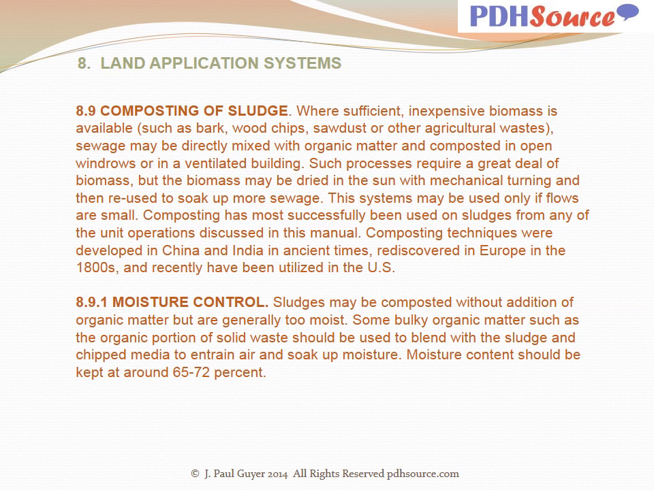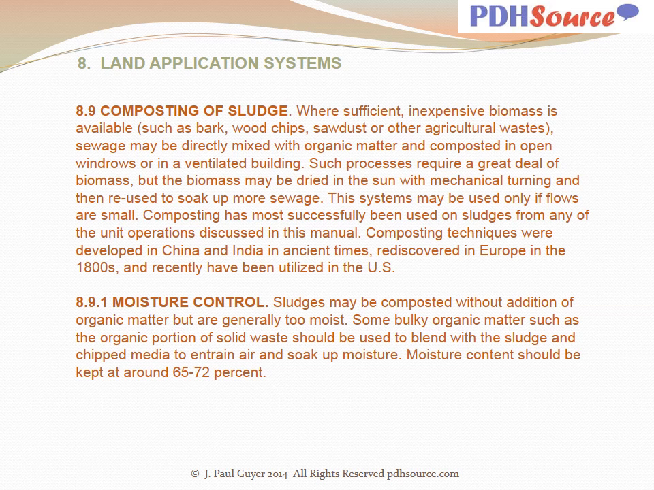With regard to composting of sludge, where sufficient inexpensive biomass is available, such as bark, wood chips, sawdust, and other agricultural waste. Sewage may be directly mixed with organic matter and composted in open windrows or in a ventilated building. Such processes require a great deal of biomass, but the biomass may be dried in the sun with mechanical turning and then reused to soak up more sewage. The systems may be used only if flows are small. Composting has most successfully been used on sludges from any of the unit operations discussed.